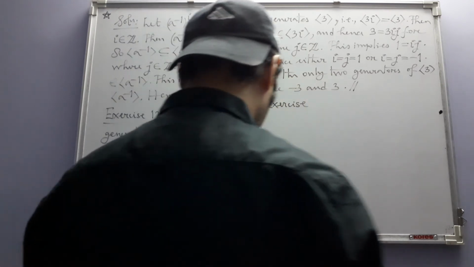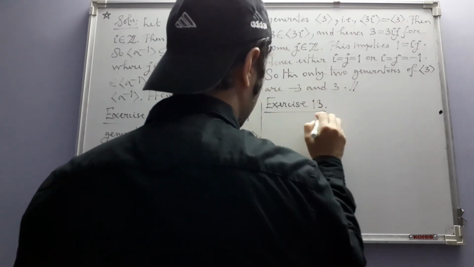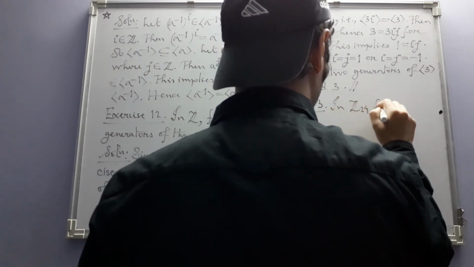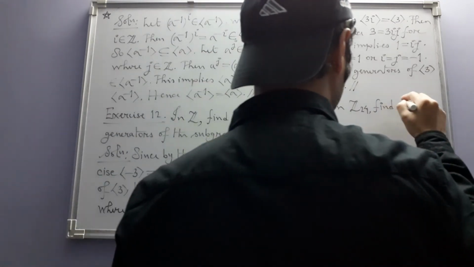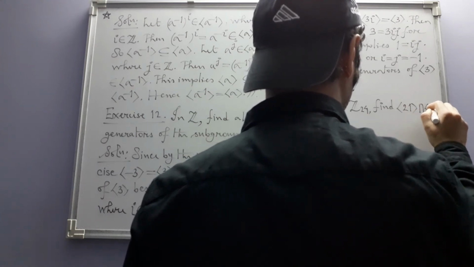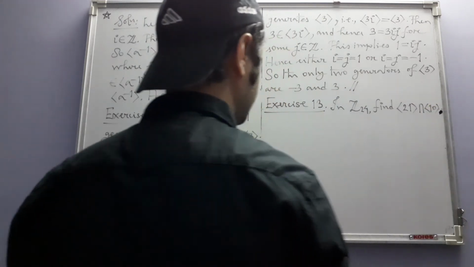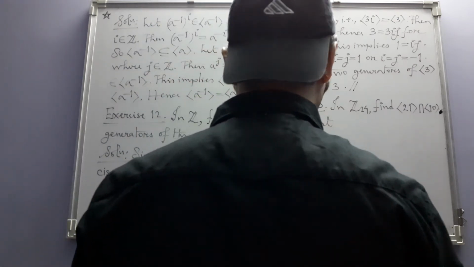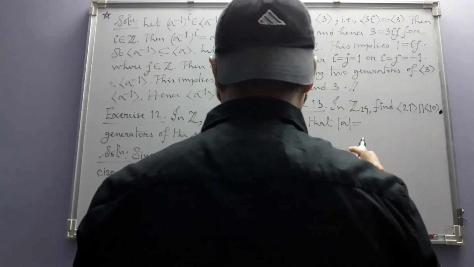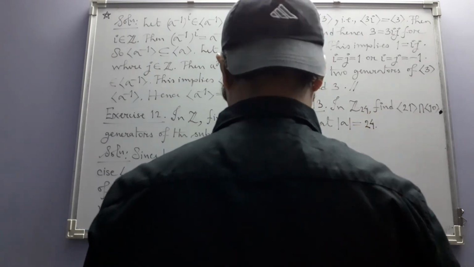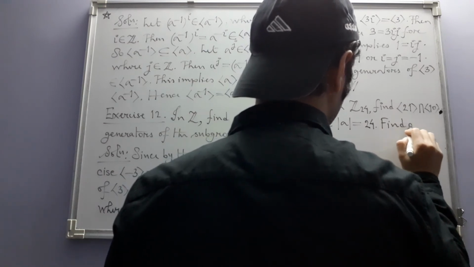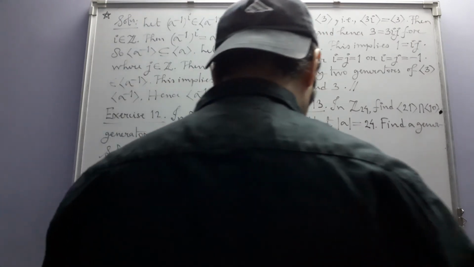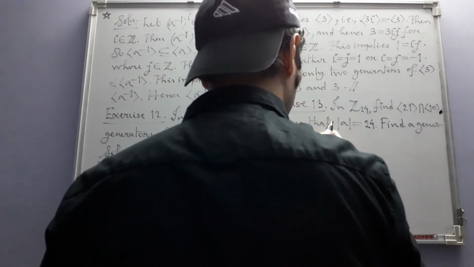Let's solve a few more. Exercise 13. In Z24, find the intersection of the cyclic subgroups generated by a to the 21 and a to the 10 respectively. Suppose that a is some group element whose order is 24. Find a generator for this intersection.